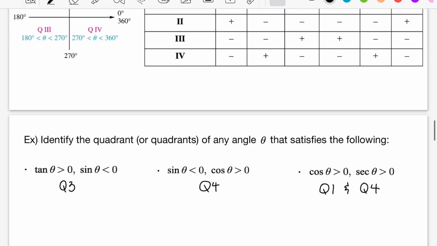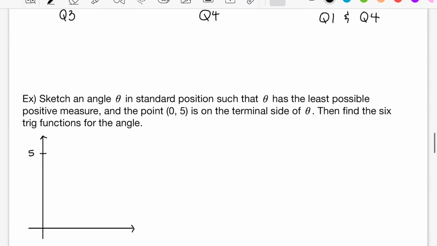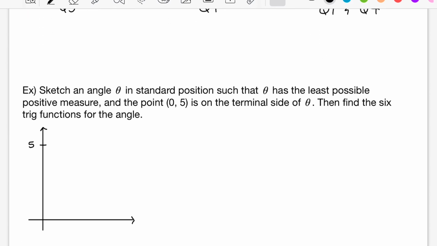Alright, let's look at another example here. We want to sketch an angle theta in standard position such that theta has the least possible positive measure and the point (0, 5) is on the terminal side of theta. Then find the 6 trig functions for that angle.